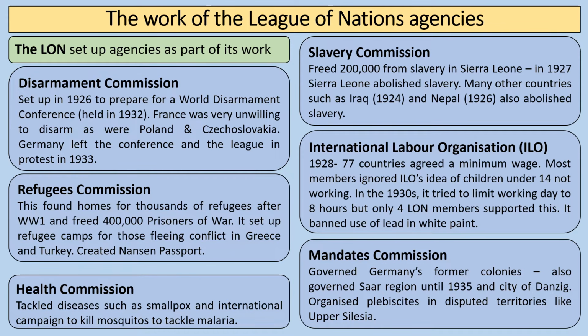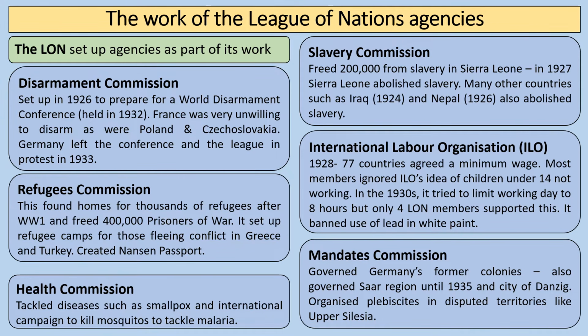It also created the Nansen Passport, which was named after a Norwegian explorer, which allowed refugees to get into other countries by providing them with a passport. There's the Health Commission that tackled diseases like smallpox and ran an international campaign to kill mosquitoes to tackle malaria. The Slavery Commission freed 200,000 from slavery in Sierra Leone in Africa and led to the abolition of slavery in countries like Iraq in 1924, in Nepal in 1926, and in Sierra Leone itself in 1927.